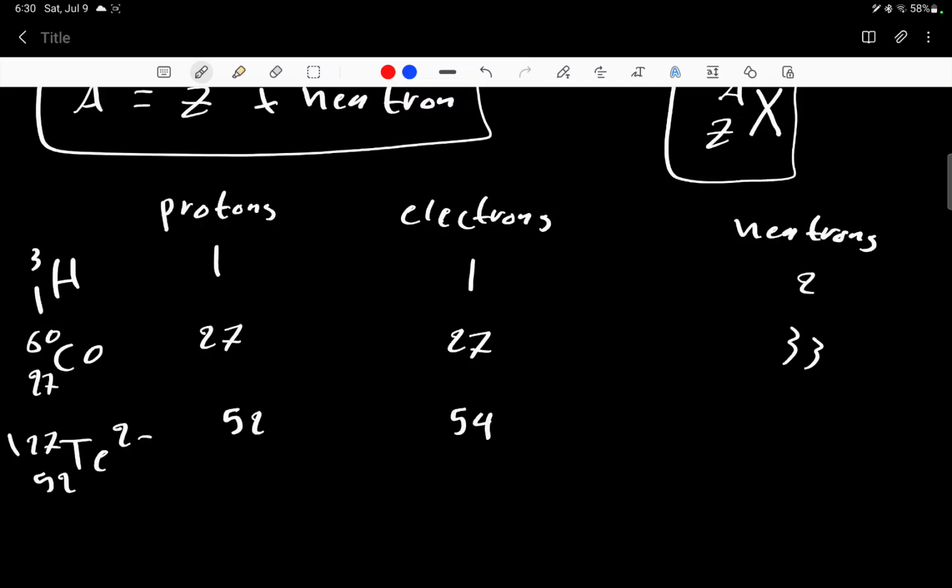For the number of neutrons, we're gonna say that the atomic mass 127 equals the atomic number, which is 52, plus N, the number of neutrons, then N equals 127 minus 52, and that is going to be equal to 75 neutrons.